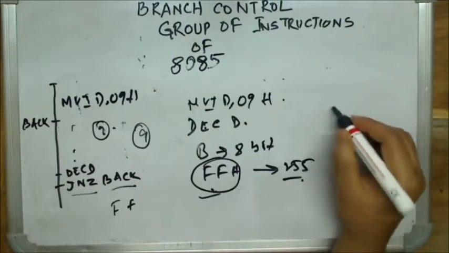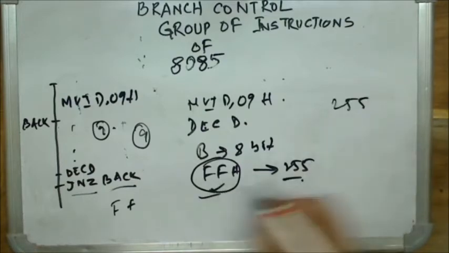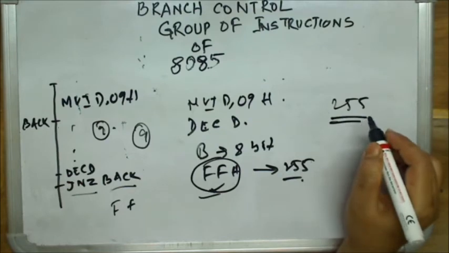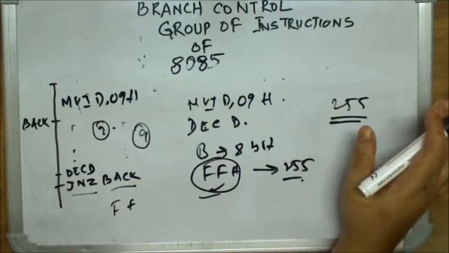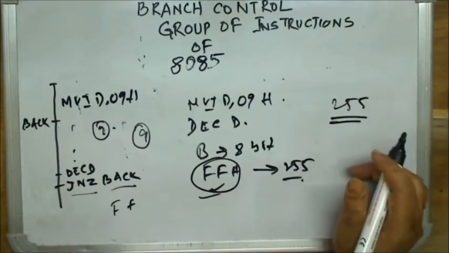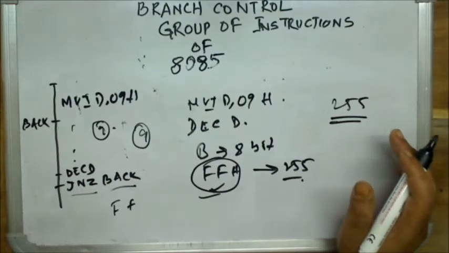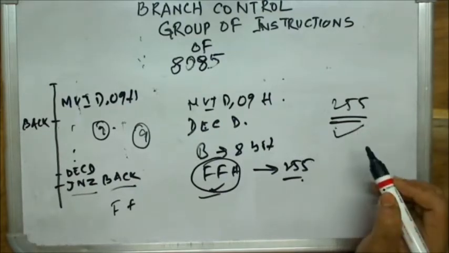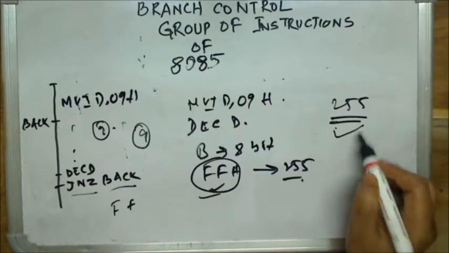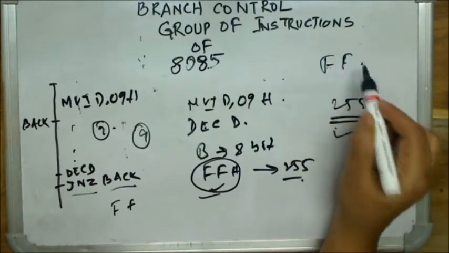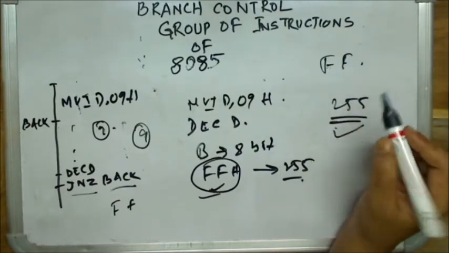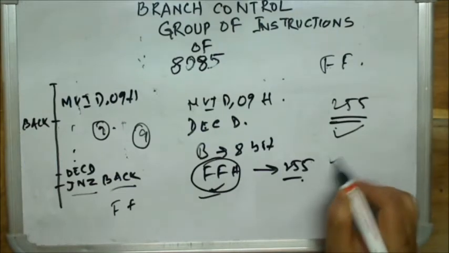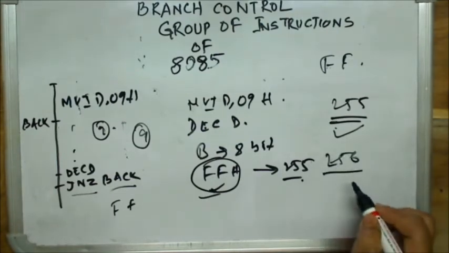For FF, how many iterations will you get? If you set the counter to FF, you will get 255 iterations, which is the maximum number of iterations. Now, what is the maximum number of iterations you can create using an 8-bit register? You say, ma'am, 255 iterations, by giving a counter of FF. Now I say, produce 256 iterations using an 8-bit register.